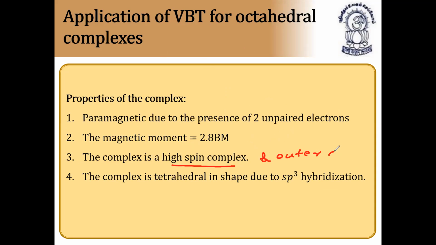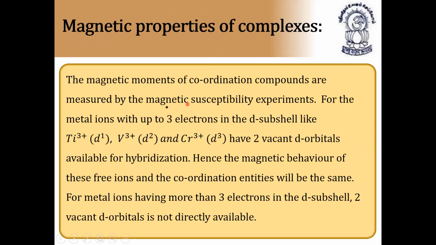Outer orbital complex. They will definitely ask in the examination which of the following is an outer orbital and which is an inner orbital complex. The complex is tetrahedral in shape due to sp3 hybridization. So the hybridization is sp3. Questions like these they will ask in the examination, so that's why we have given this based on NCERT.